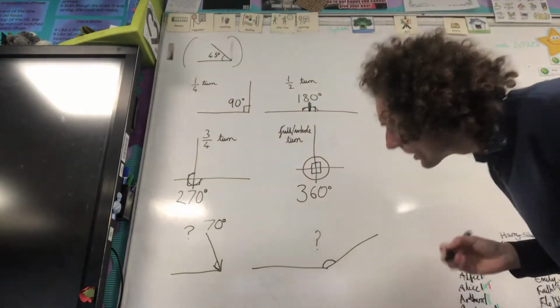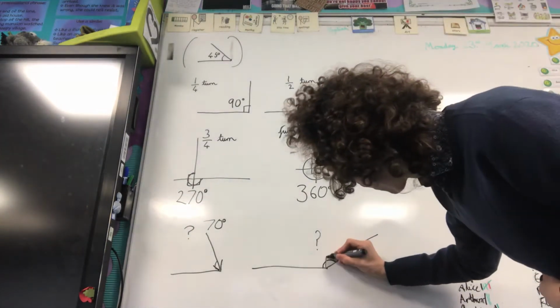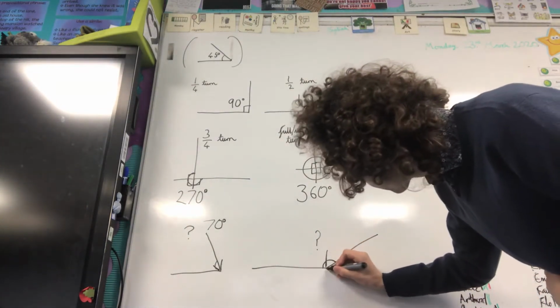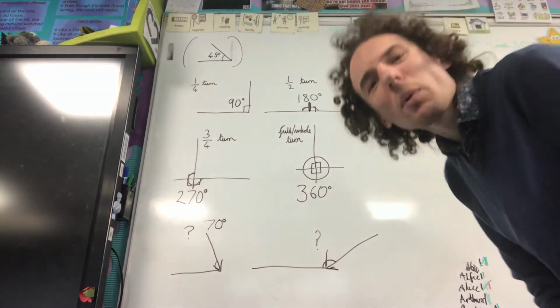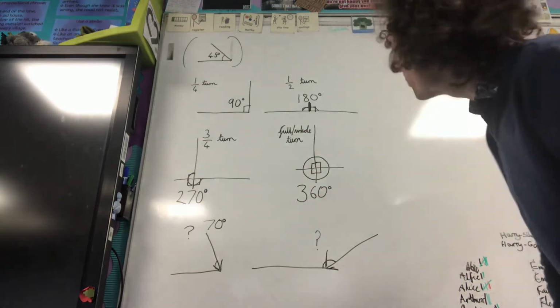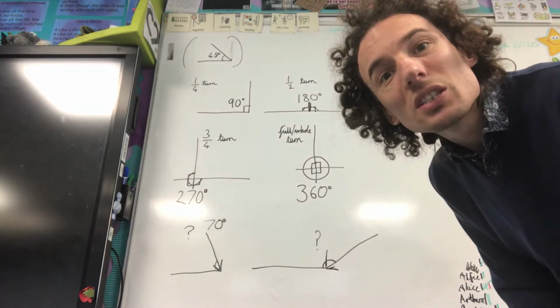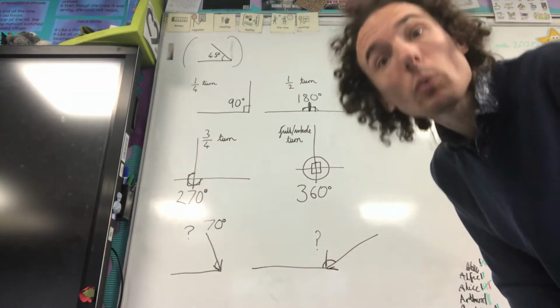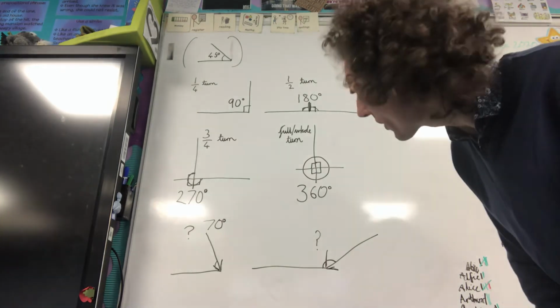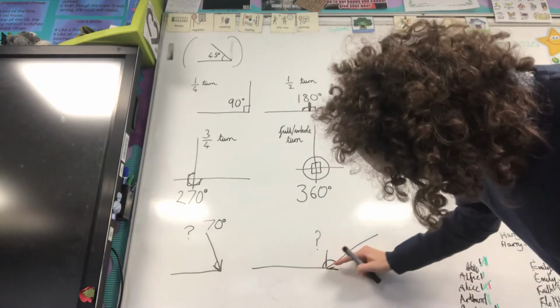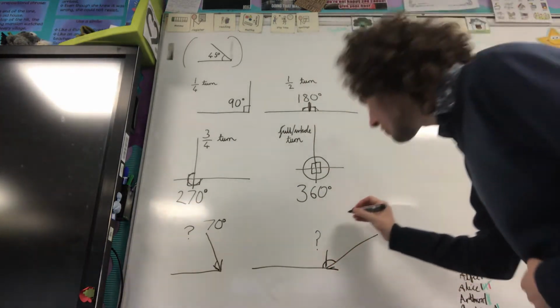Look at this one. Now this one is well over 90, but not quite 180. I would say it's almost in the middle. So I would think, well, what's exactly in the middle between 90 and 180? Well, that would be 235. Yeah, I'm right. 235 degrees. So if you think it's exactly in the middle, you'd go 235.